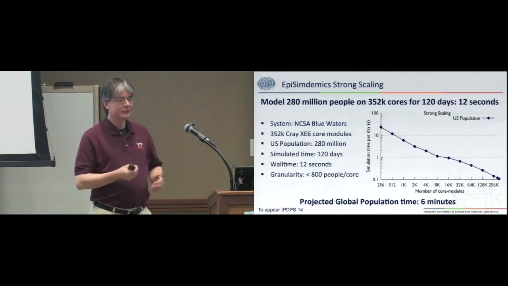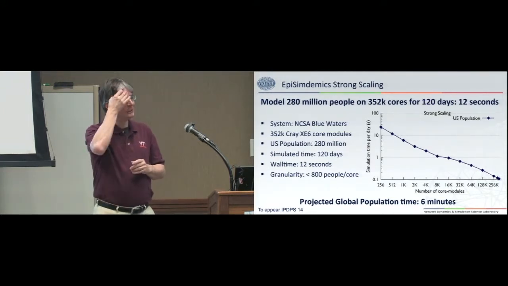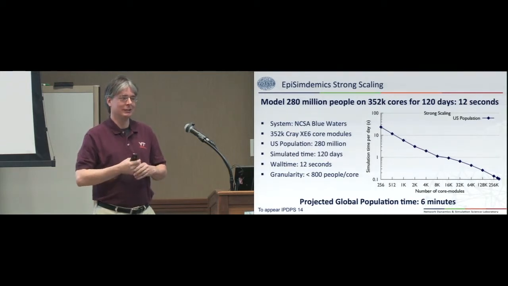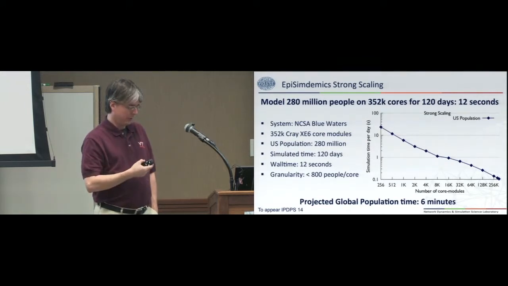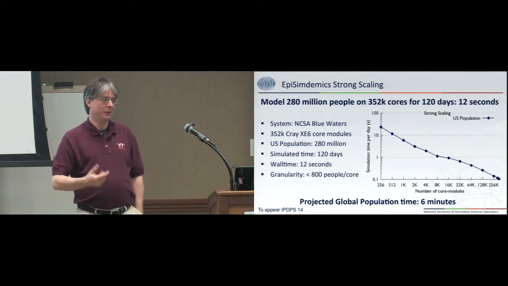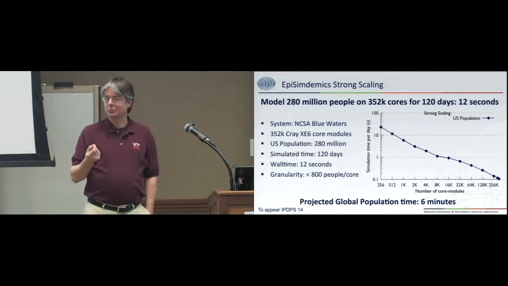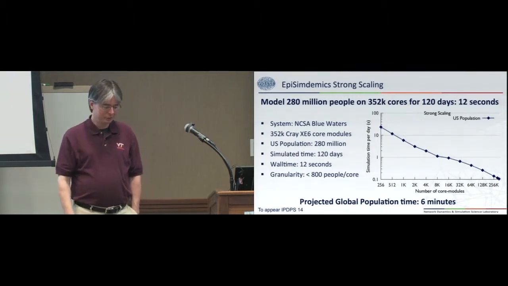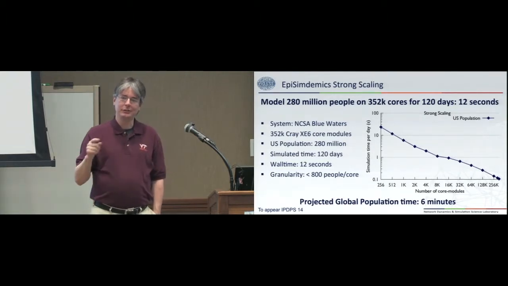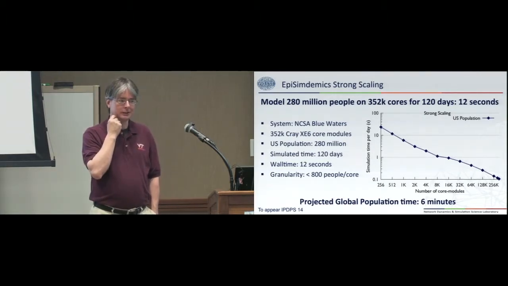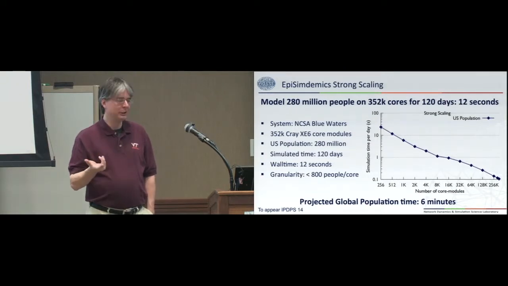So we were able to do that simulation in 12 seconds. And by being able to do it that quickly, that completely changes the type of questions that can be asked and the studies that we can do. And just a note on the granularity, if we do that, we're talking about 800 people per core. So that's a very fine-grained computation that we're doing. We also get just about perfectly flat weak scaling. So between these two, we estimate that we could do the global population in 6-10 minutes, something like that.